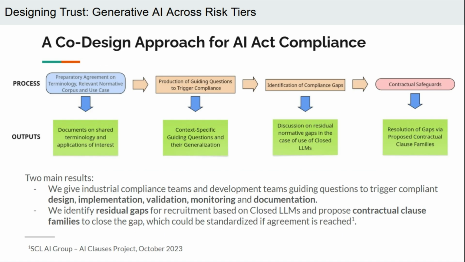We discuss and study this problem with a co-design approach with an industrial partner, where we share a common terminology. Then we go towards the production of guiding questions that are tailored to aid compliance teams and developer teams in triggering compliance with respect to the before mentioned requirements. And then we identify the compliance gaps. These compliance gaps cannot be solved only by the downstream high-risk provider, but can be solved only with a collaboration between upstream GPAI providers and downstream providers. However, there's usually a high power asymmetry between these two actors, and to close the compliance gap problem, we propose contractual clauses and contractual safeguards.